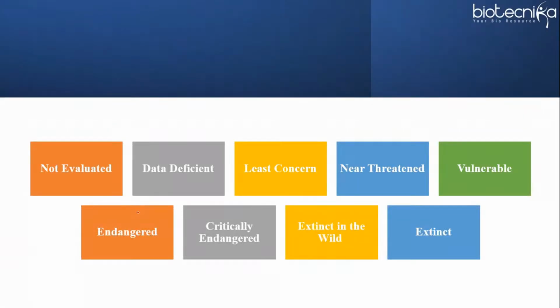So let's talk about these categories in detail. As you can see here on the screen, the species are classified by the IUCN Red List into 9 groups, specified through criteria like rate of decline, population size, area of geographic distribution, degree of population and distribution. So the species can come under not evaluated, data deficient, least concern, near threatened, vulnerable, endangered, critically endangered, extinct in the wild, and extinct.